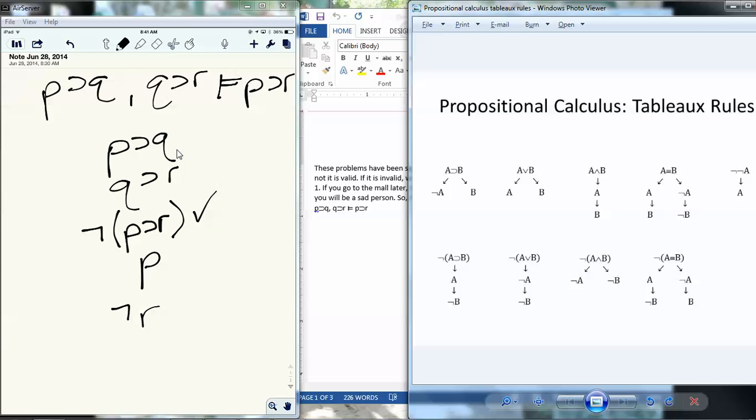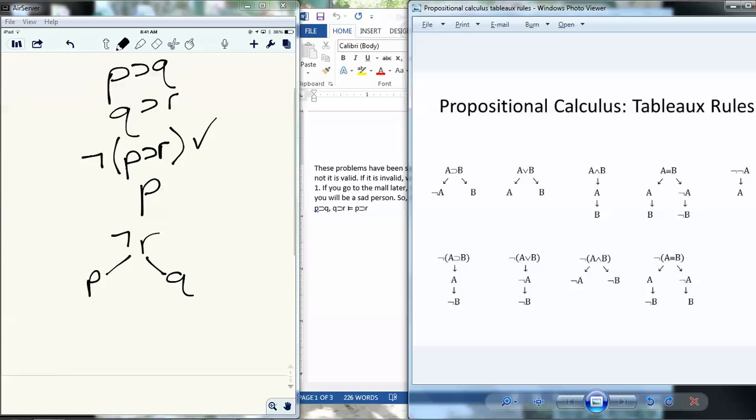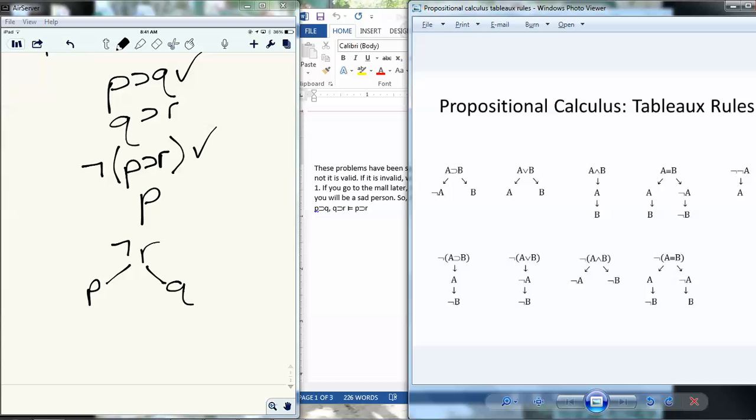So I'll do that down here. P, Q. All right. Now check that one. And now I have one of them left, right? The if Q then R. I'm going to do the same exact thing.